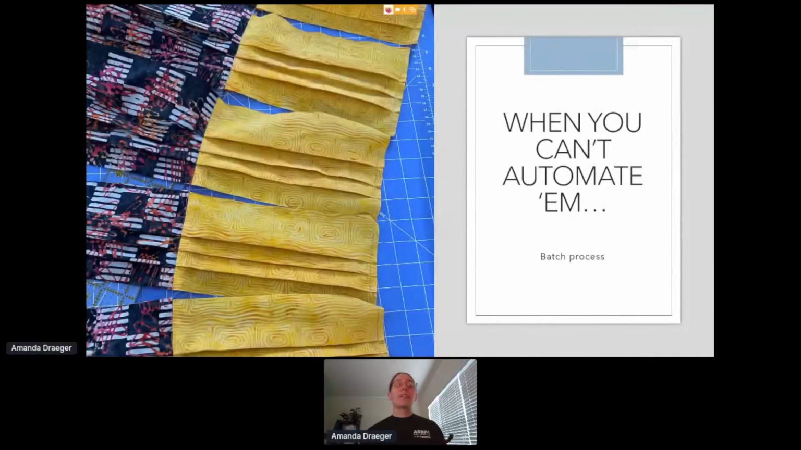Now, every once in a while, you can't automate the process. Like I was talking about before with the clothing factories, it comes down to a lot of humans. But what you can do to make things a little bit easier is batch processing. What you see on the screen is an example of batch processing. Instead of sewing an entire mask and then moving on to the next mask and sewing an entire mask, I have done one step of sewing a mask. That is sewing the pleats down in the middle right here. And then I did the next step, which was sewing the edges down right here.